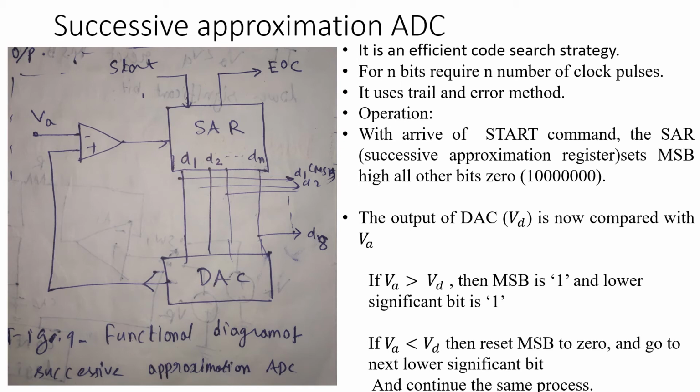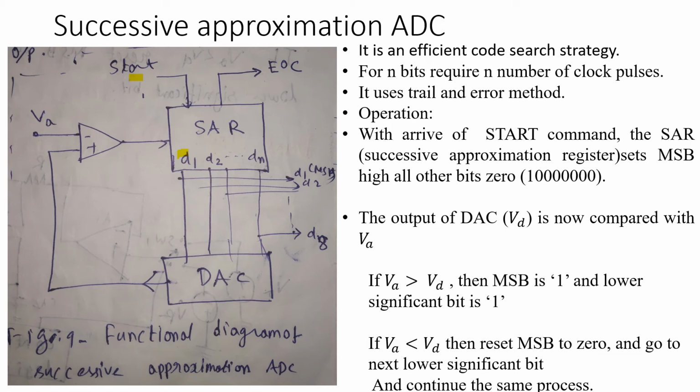On the arrival of the start bit, when we start, the successive approximation register sets D1, the MSB, to 1 and all others to 0. For example, in the 8 bit format it is 1 followed by 7 zeros. The output of the DAC, digital to analog, is VD. The output of the DAC, VD, is now compared with VA, the analog input. If the analog input VA is more than VD, then what do I get?